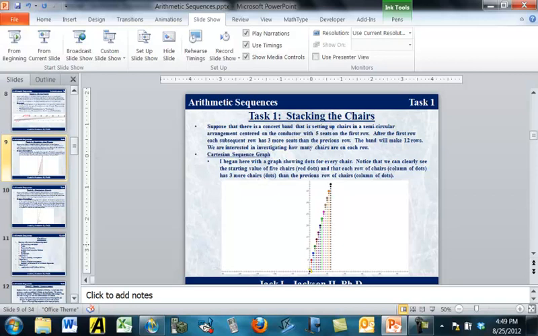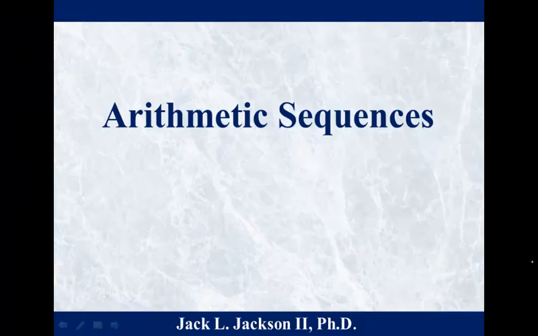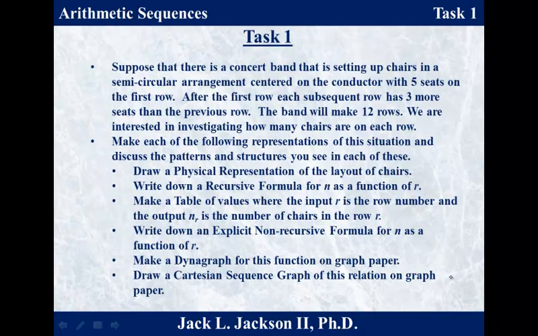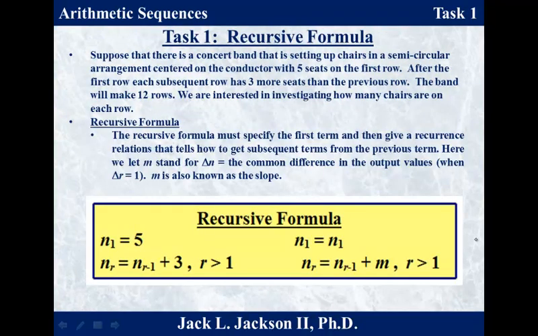Okay, so let's go back to our slideshow real fast and kind of review. So this is our task. Start with 5 seats on the first row. Every row has 3 more than the one before. And so this is our arrangement of chairs, and you can count them to see that it works out correctly. So the recursive formula is you start with the first row, n_1 = 5, then we get n_r = n_(r-1) + 3.